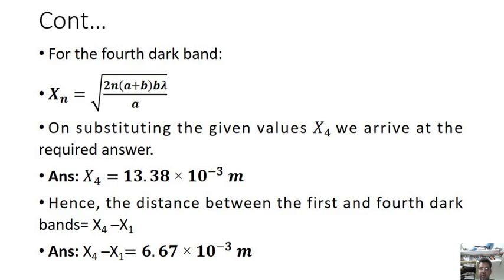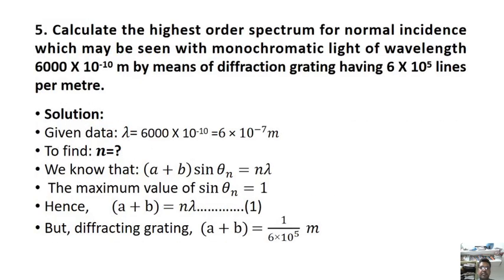Okay, next, we come to the fifth problem. Calculate the highest order spectrum of normal incidence which may be seen with monochromatic light of wavelength 6000 angstrom, by means of a diffraction grating having 6 into 10 to the power of 5 lines per meter. So here, calculate the highest order spectrum.